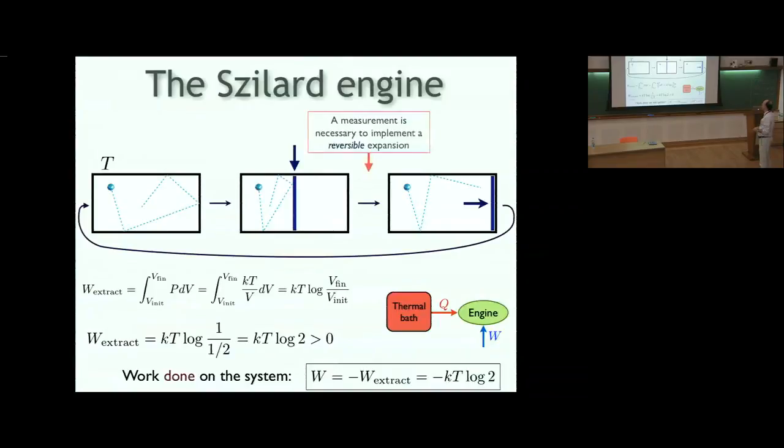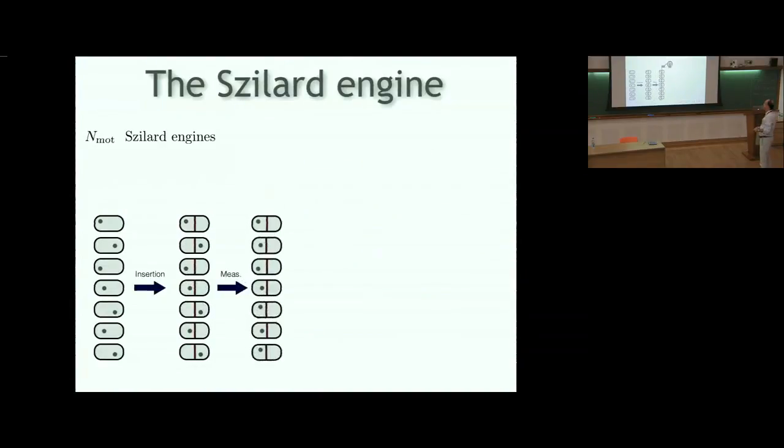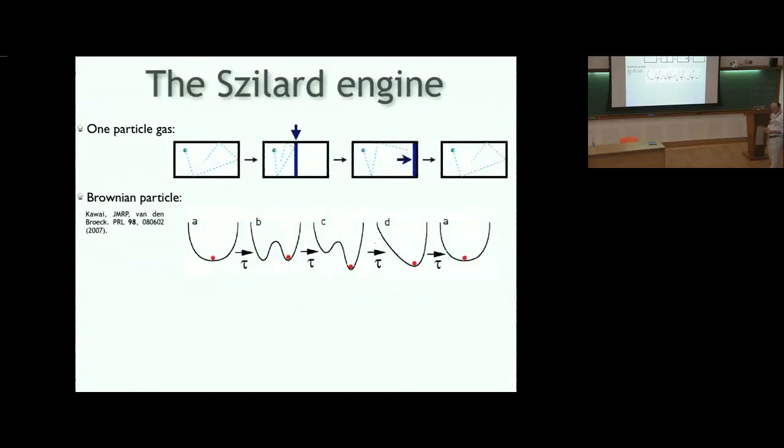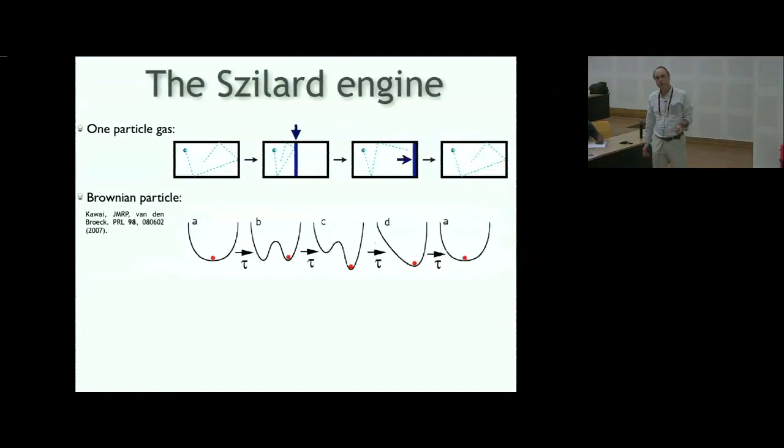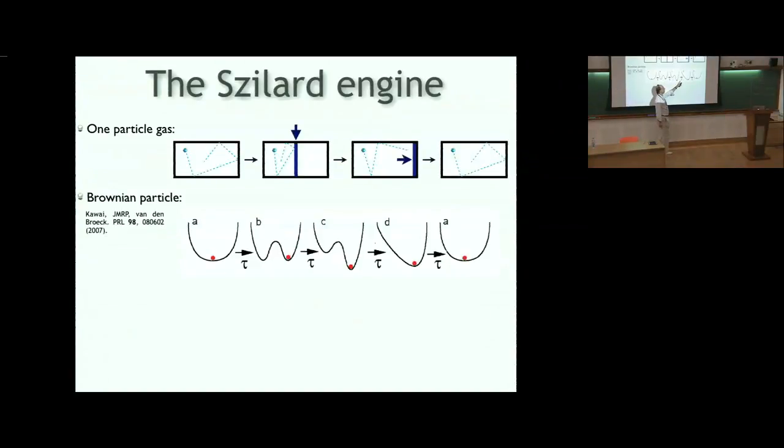Okay, let's continue. If you are still suspicious about the Szilard engine, I have to tell you that the Szilard engine can be implemented with many other physical systems. You have the original idea of Szilard, which is a one-particle gas and a piston. But you can do it with Brownian particles. For instance, if you have a Brownian particle in a potential and you modify the potential, and actually this has been done in the lab with optical traps. So you have a single well, and then you change your potential to have two wells, and now you measure in which well the particle is, and if the particle is here, you do the following protocol. You lower this one and then remove this well and go back to the original position.